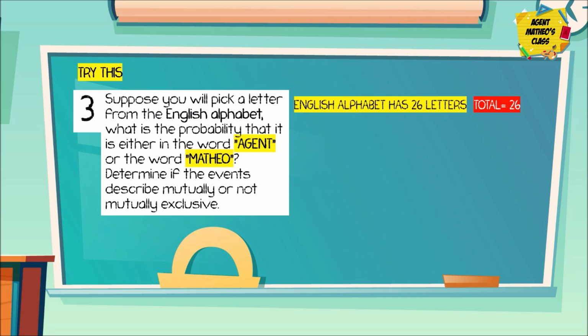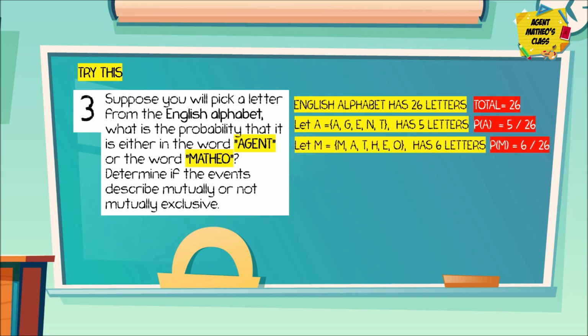Let A be the letters in the word agent. This has 5 letters of outcomes. So, the probability is 5 over 26. Let M be the event of the letters in Mateo. So we have 6 letters. That will give a probability of 6 over 26. There are 3 common letters between agent and Mateo. These are A, E, and T. This tells us that the probability that both events will happen is 3 over 26.